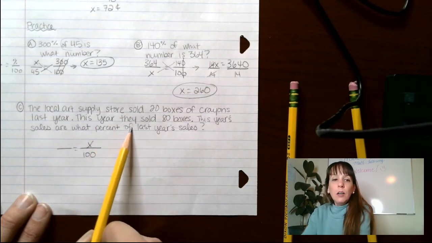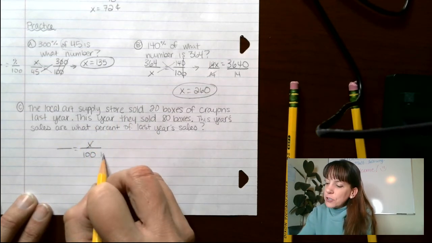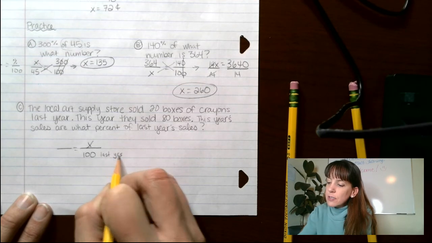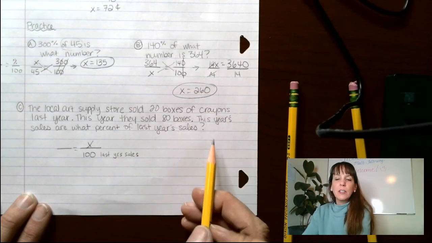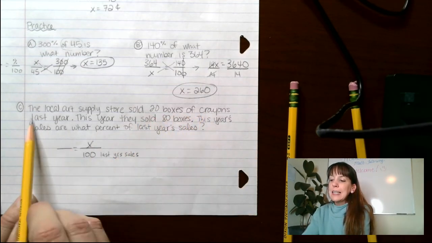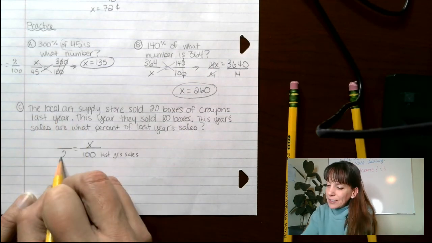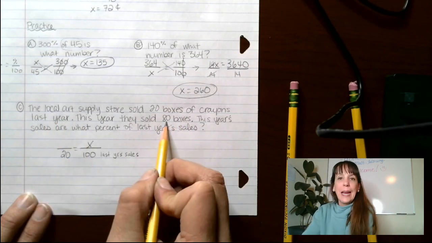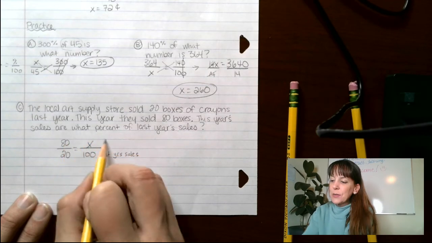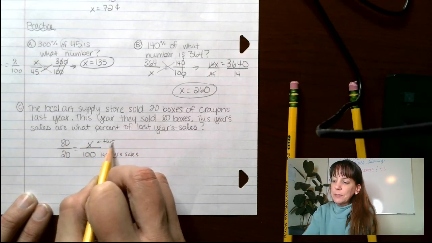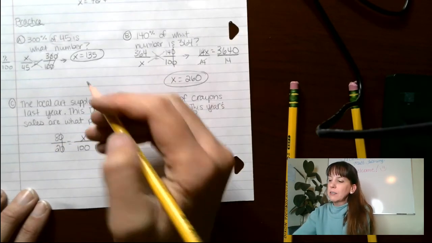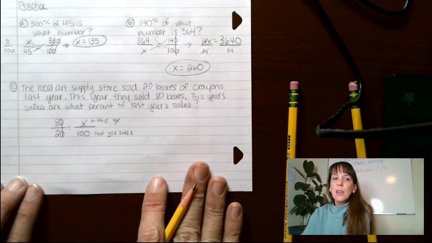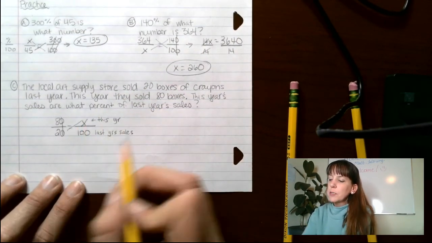What percent of last year's sales? So this is last year's sales. Last year's sales, right? So let's go back and look at our actual numbers. 20 boxes of crayons last year. That goes here, which means this year they sold 80 boxes. That goes here. So this is gonna be our this year. Lob off your zeros there, and we're gonna cross multiply.